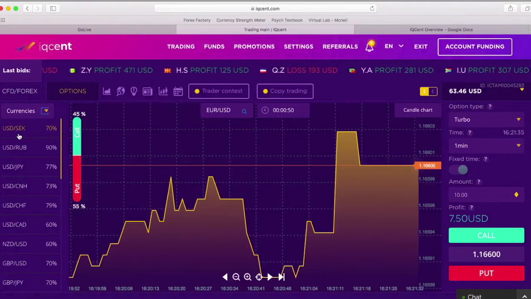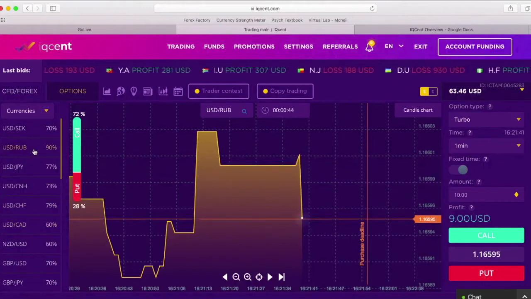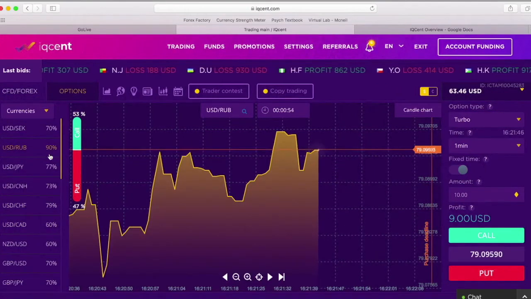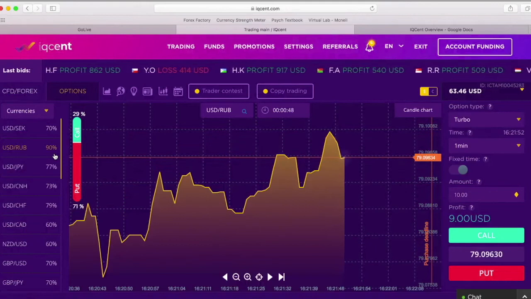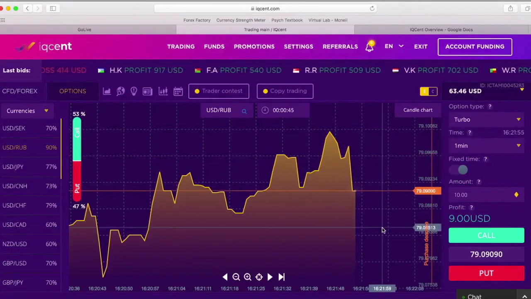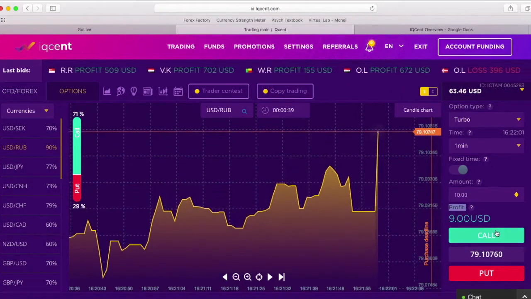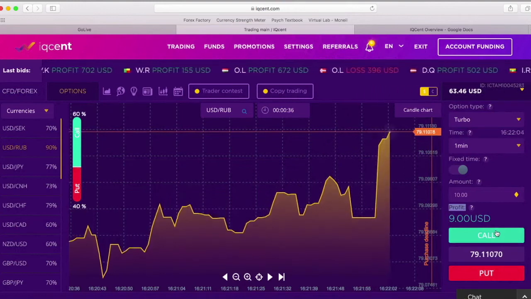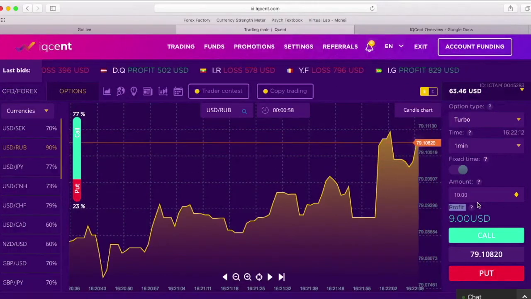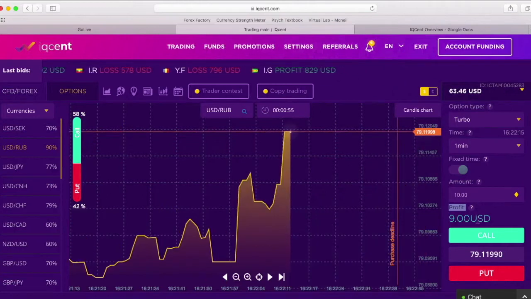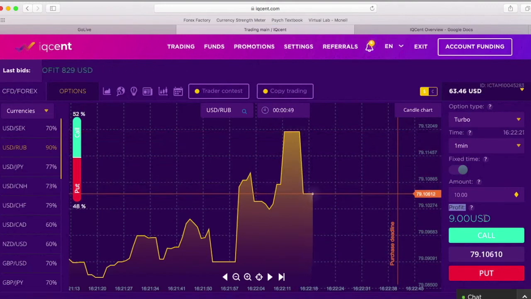So, for example, let's say you're going to enter a trade with USD RUB, which has a payout percentage of 90%. So, if you win the trade, you'll be making 90% of however much you risk. If you navigate to the right side where it says amount and profit, your profit is essentially showing you your payout percentage. So the amount is where you enter the amount you want to risk, and that's how much you'd lose if you lost a trade. And then the profit is just showing you, in this case, 90% of your risk, which would be $9. So you'd make $9 if you won the trade, and you'd lose $10 if you lost a trade.